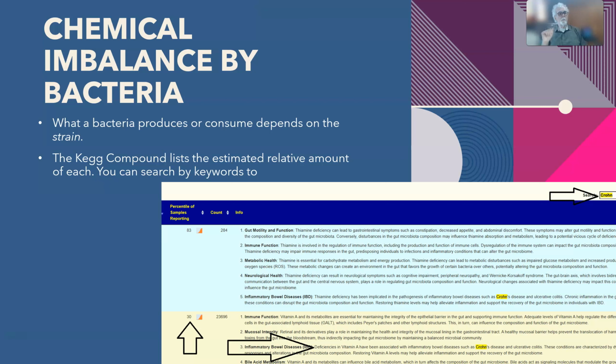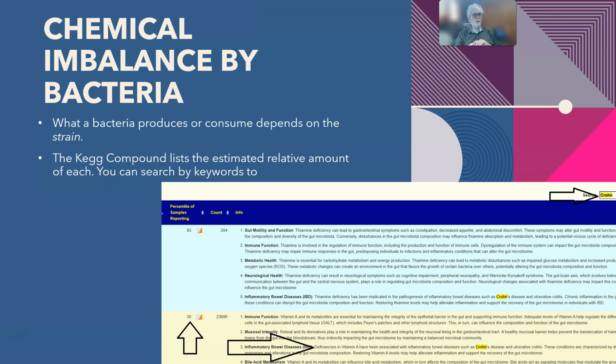Okay, chemical imbalance by bacteria. Here we have to make a step up and a step away from the usual thinking, which is that bacteria produce different chemicals. Many different bacteria may produce the same chemical. And the question is, okay, we've got 15 bacteria producing the same chemical. Do we have a surplus of this chemical or an insufficiency of the chemical?